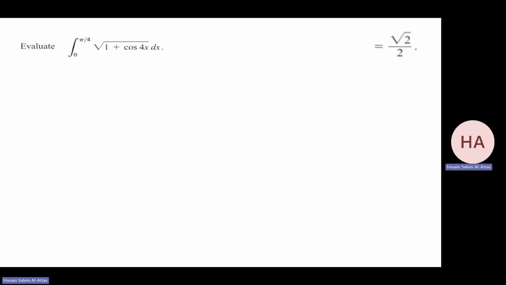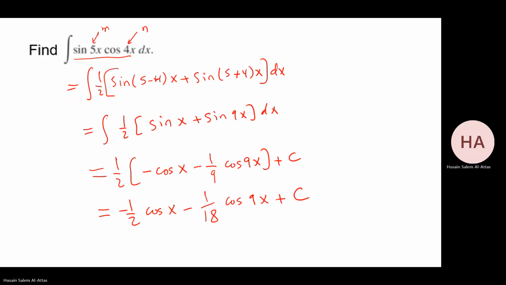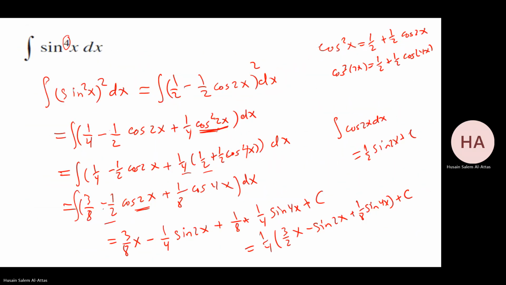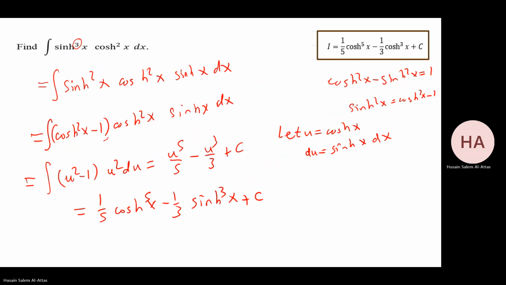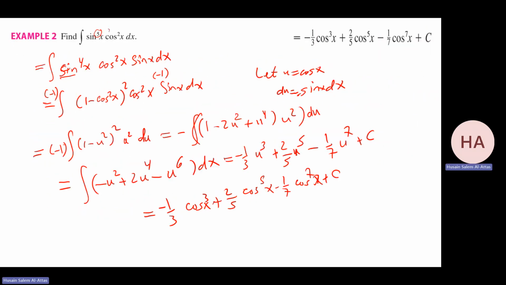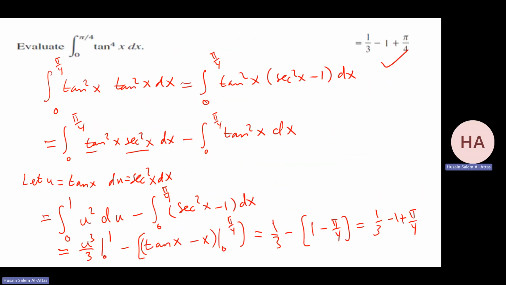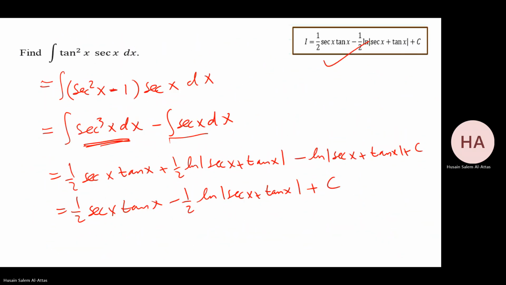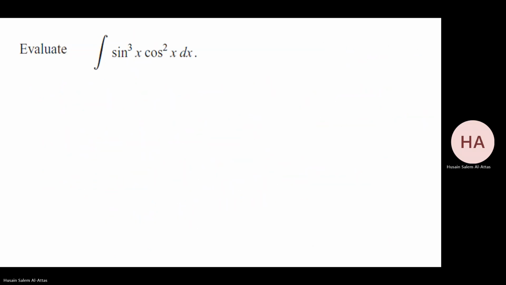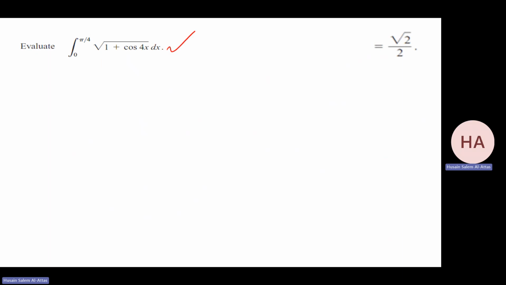Square root 1 plus cosine x, I think we did it before. Square root 1 plus cosine x. Yeah, from 0 to 1. I'm getting square root 2 over 2. So no need to do it again. The idea is very simple. Yeah, this is done before. And this is the answer.